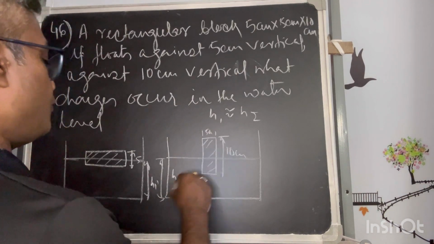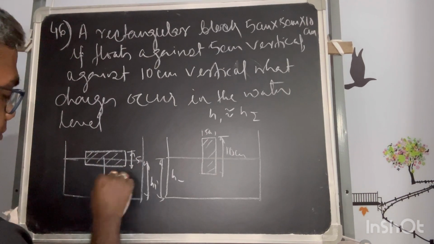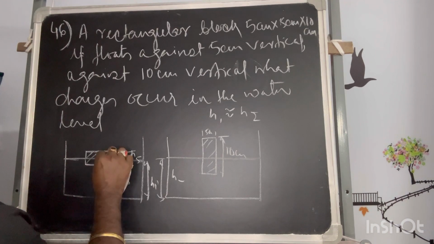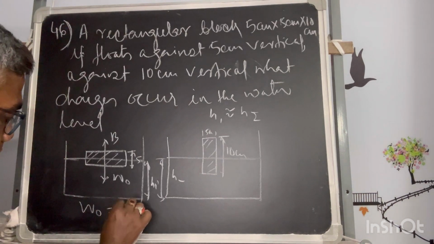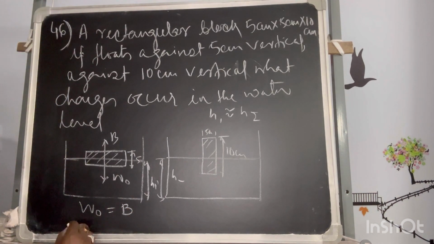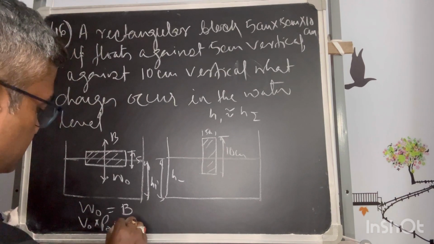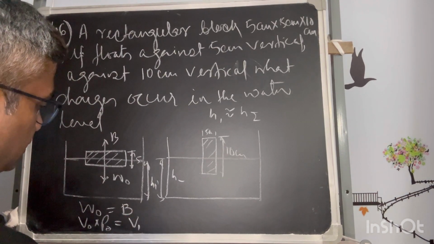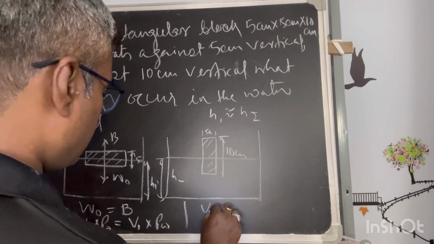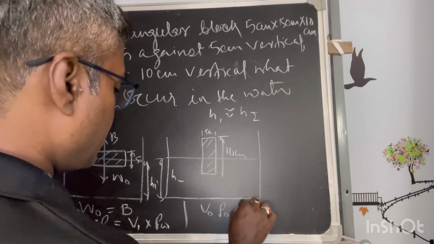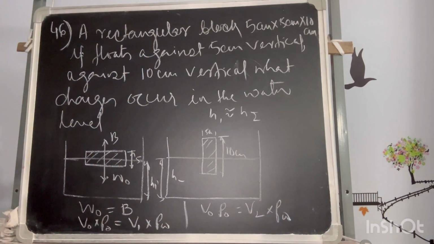Now for any floating body, the basic equation is that the weight of the object and the buoyancy from the water displaced will keep it floating. So weight of the object is equal to the buoyant force. Weight of the object is the volume of the object into rho of the object into g, and this is the volume of the water displaced V1 into rho of water into g. And in the second case, the weight of the object V0 rho 0 will be the same, and if I assume a different volume displaced V2 into rho of water, this will be the case.